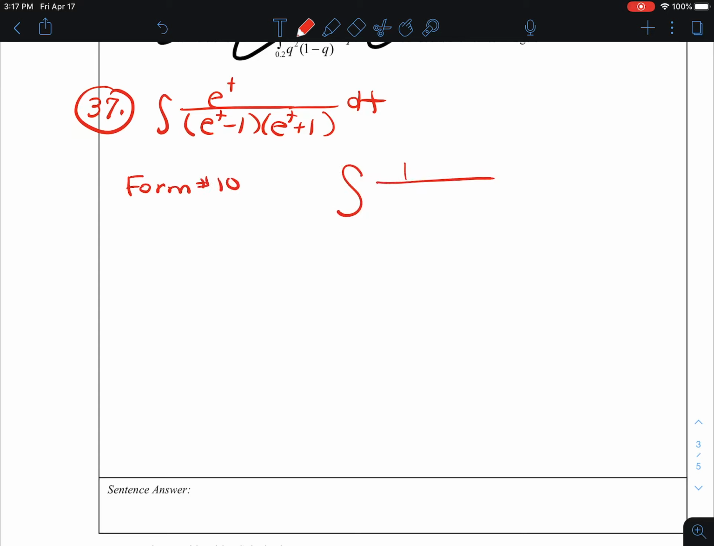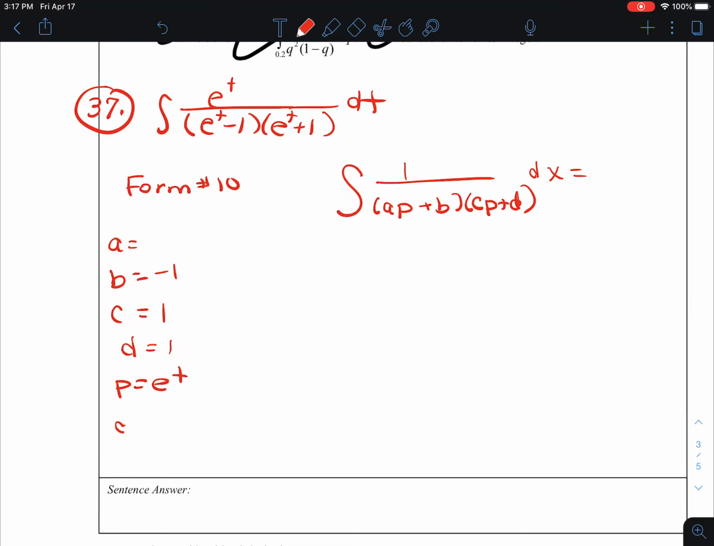I'm going to jot down the left side here real quick and see how this hashes out. If it doesn't work out, we can go back and pick formula 11. Here's my substitution. A is 1, B is -1, C is 1, D is 1, p is e to the t, and dp is e to the t dt. So here are my substitutions.